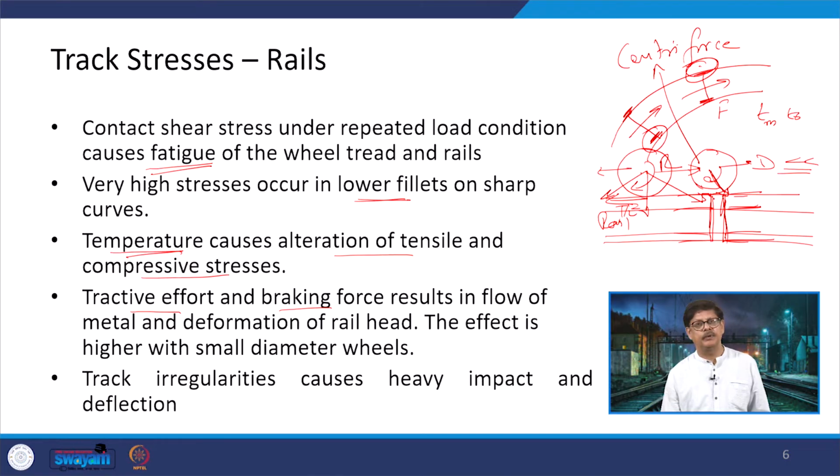If this is a small value, what will happen? Whatever gap is being provided, it will not bridge easily, it will not jump over this particular joint, rather it will strike the rail head. So, this rail head at the end is going to be battered, and there is a possibility that slowly it will start taking a shape in this form.